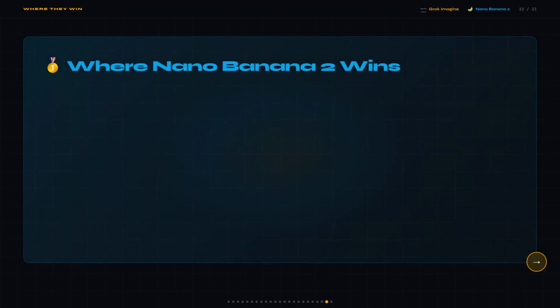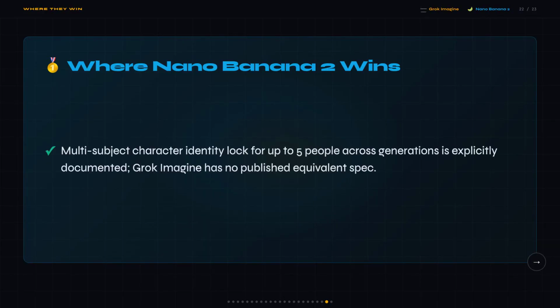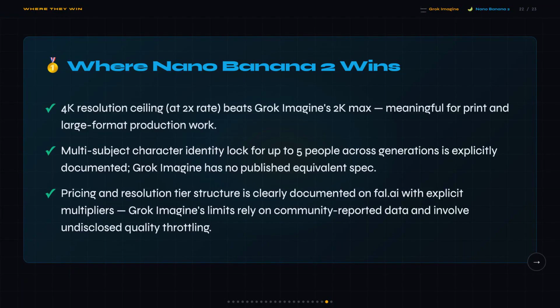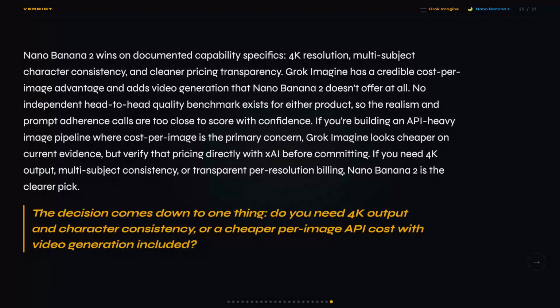And where does Nano Banana 2 win? The 4K resolution ceiling is real and meaningful for print and large format work. Multi-subject character identity lock for up to 5 people is explicitly documented, and Grok Imagine has nothing comparable published. Pricing tiers on fal.ai are clear with documented multipliers, and latency behavior at peak load is consistent and transparent. No silent quality drops. Honestly, I was expecting one of these to be a clear winner across the board, and what I actually got is a genuine split.